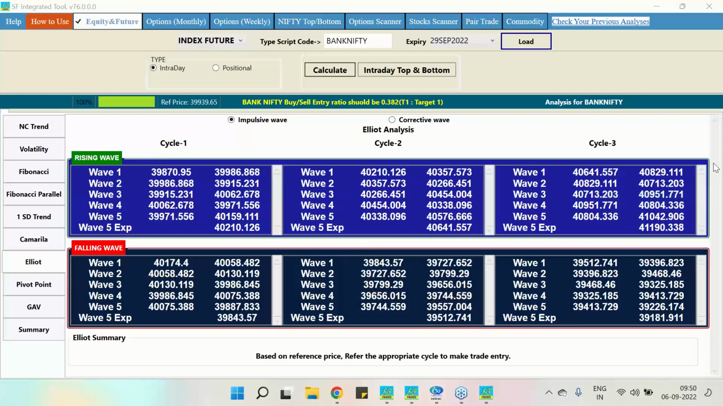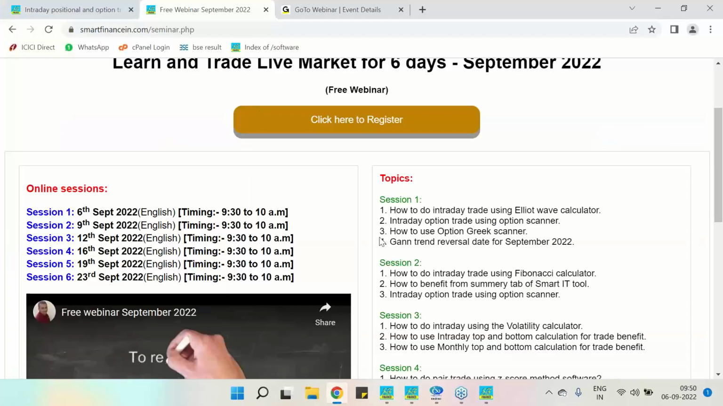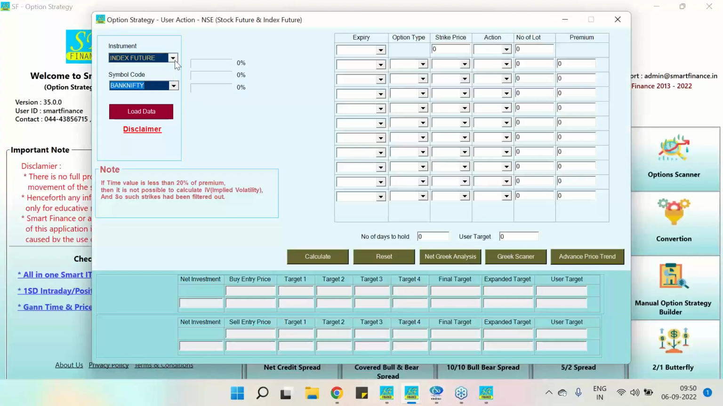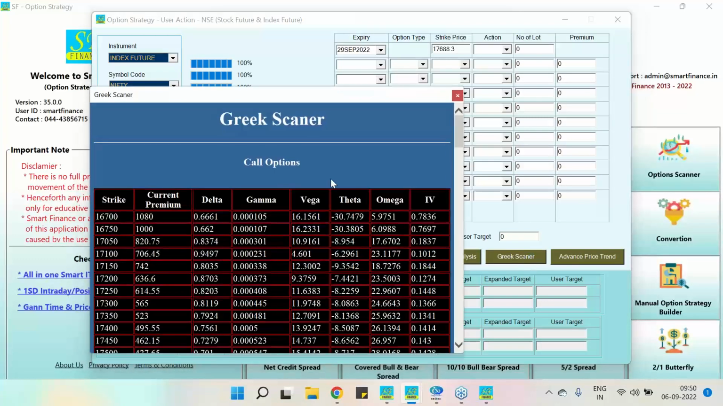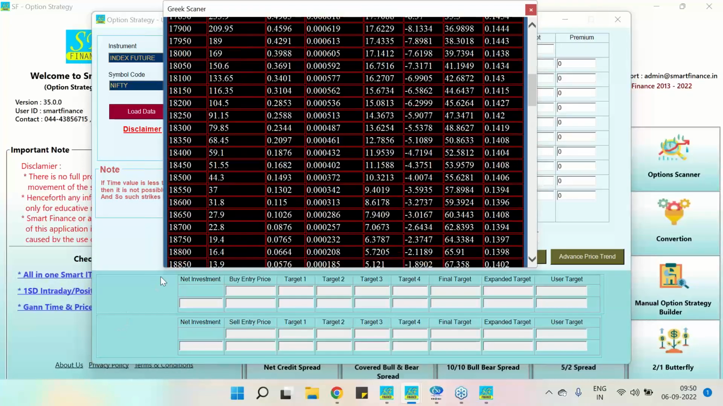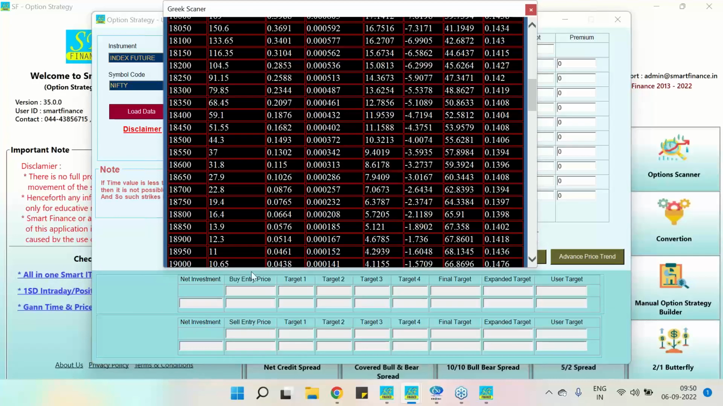You have seen the Bank Nifty. Now I will be going for option trade using the option scanners and Greek scanner. First have a look at the Greek scanner. Many of you are option traders, and the Greek scanner is highly important. You should know which strike is best suitable. Once you go for the Greek scanner, you get all the strikes, the calls and the puts.